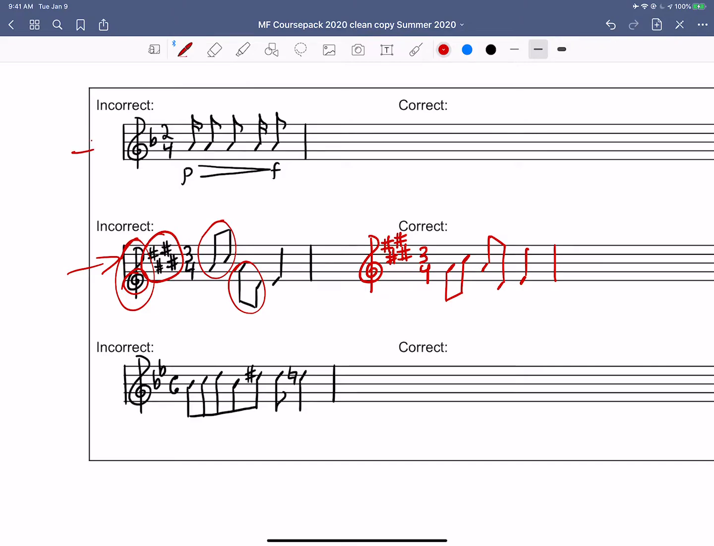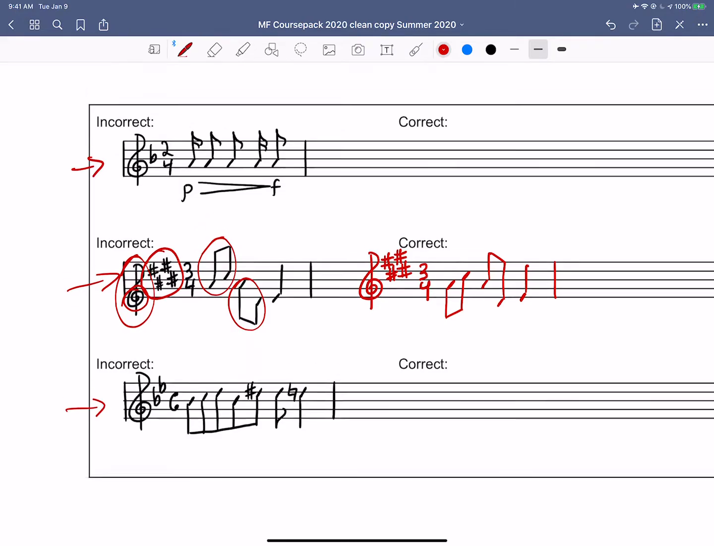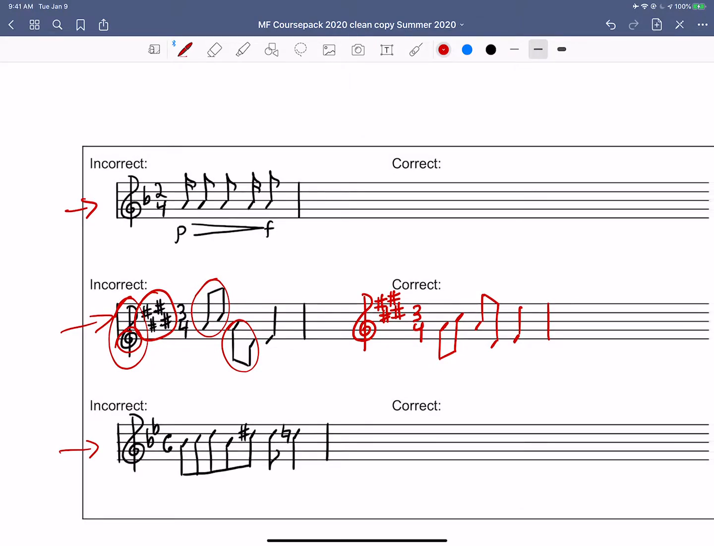Actually, let's do the top one next. It is difficult, but this one at the bottom is difficult in different ways. So at the top, we've got treble clef. That's fine. Key signature, fine. 2/4, fine. Let's tackle maybe the dynamics first. Piano, but then gets softer and softer until you hit forte.